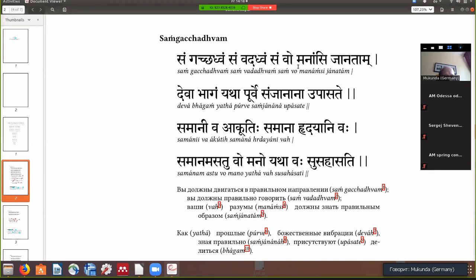The ma is clear, it's just a short a, but then you have the nam, and there you have a long a, and that is this bar under the dot.